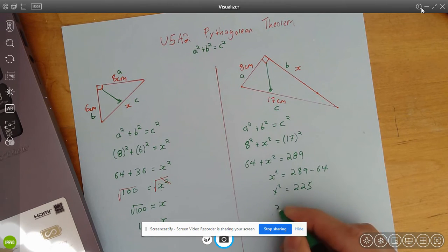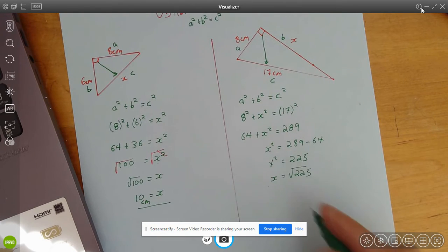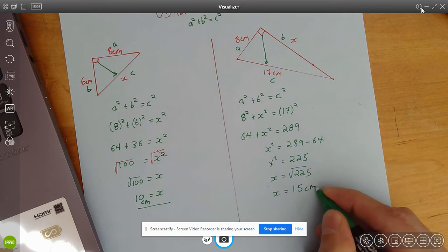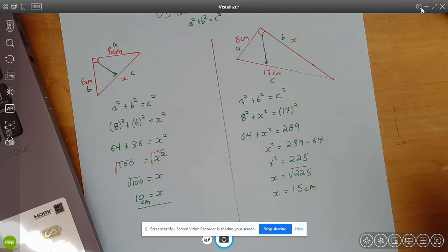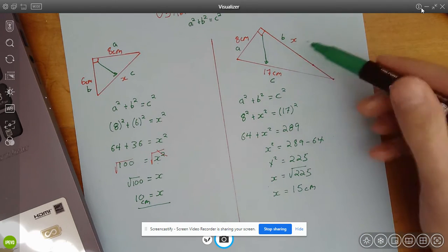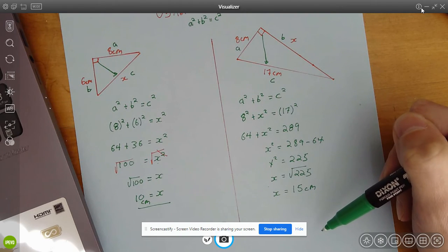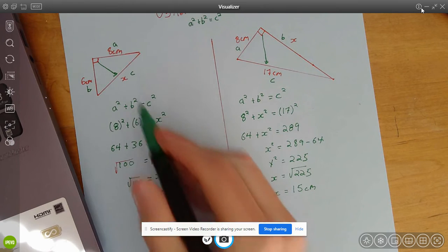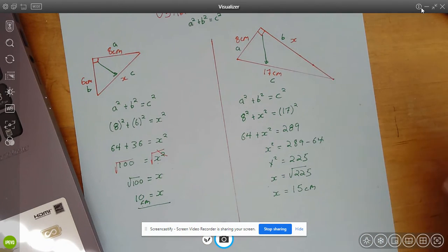But I just want x, so I need to do the opposite of squaring to the other side. So I take the square root of 225, which I know is 15. So my missing side is 15 centimeters. And we just want to do a quick check. We always want to see, is our answer reasonable? We were trying to find one of the legs, so it definitely should be shorter than the hypotenuse, so 15 centimeters makes sense. My diagrams won't always be to scale, but we know that if we're finding the hypotenuse, that's got to be the longest of the three sides. And if we're finding one of the legs, it's got to be shorter than the hypotenuse.